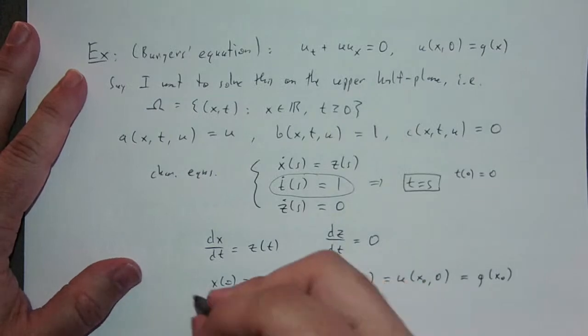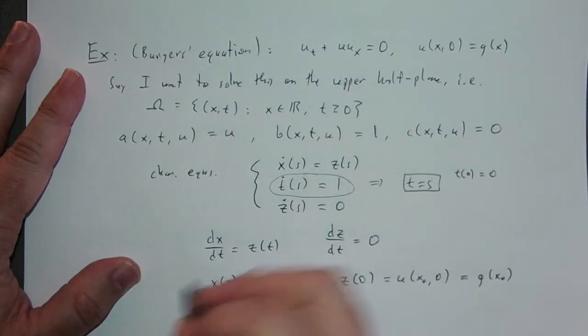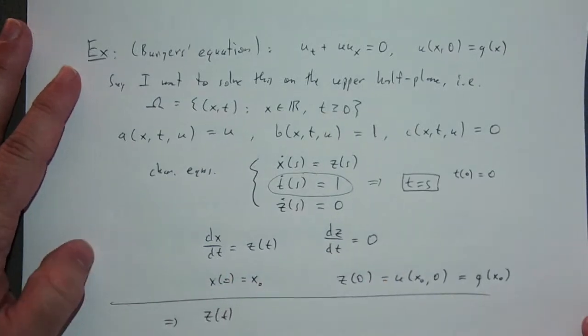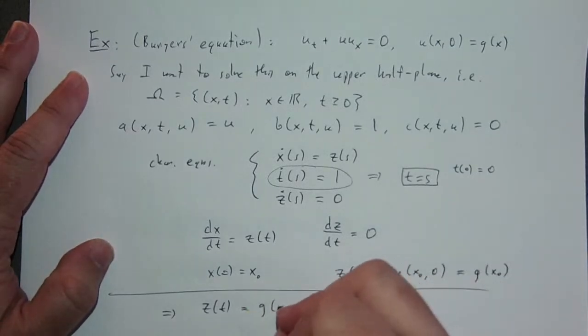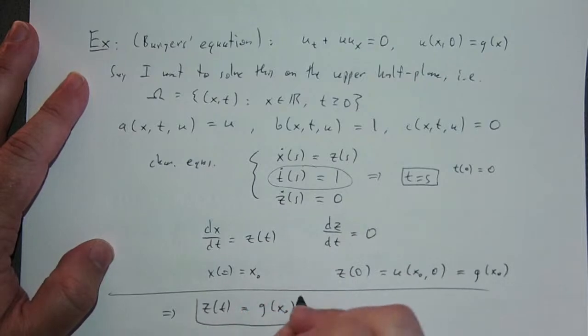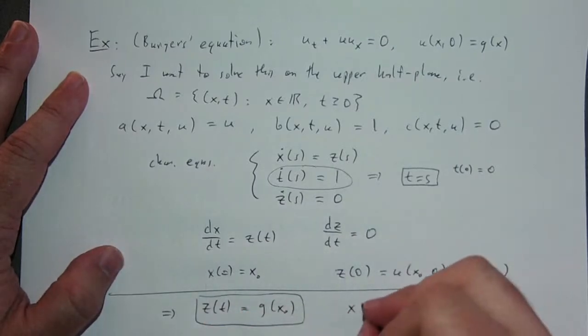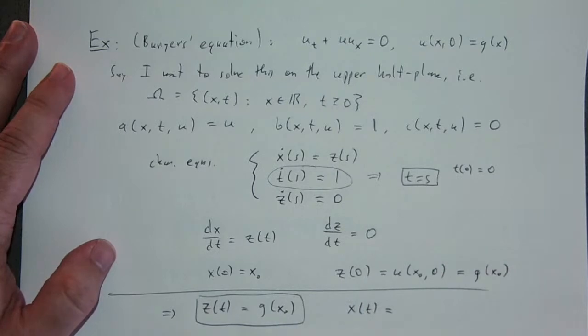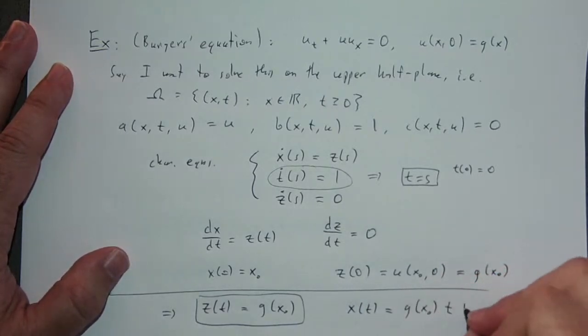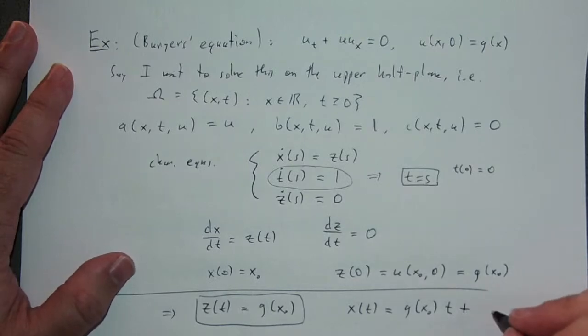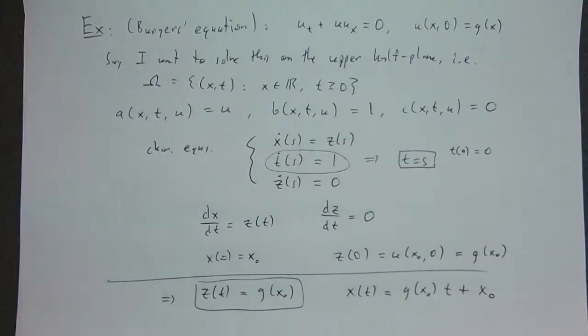So z of t, so what are my solutions here? z of t is the constant g of x naught, and my characteristic curve x of t is g of x naught t plus x naught.